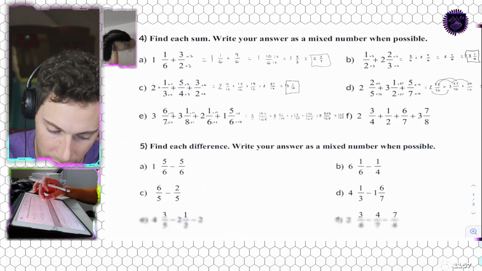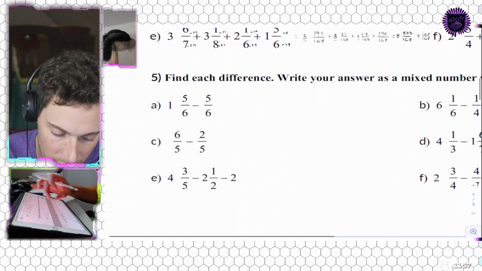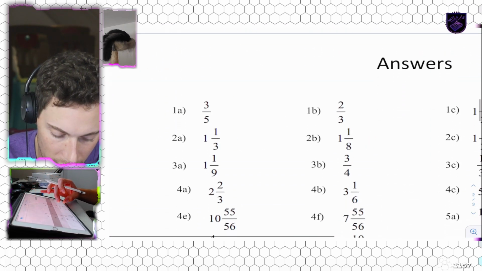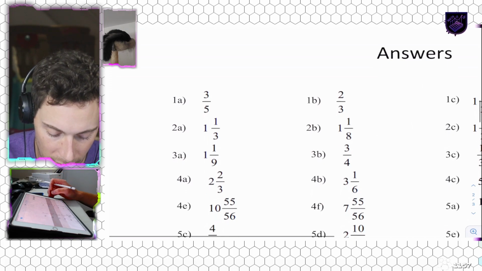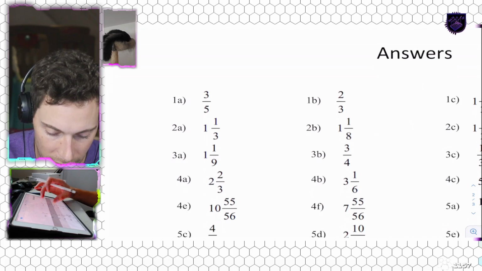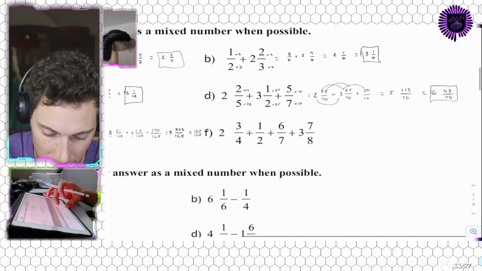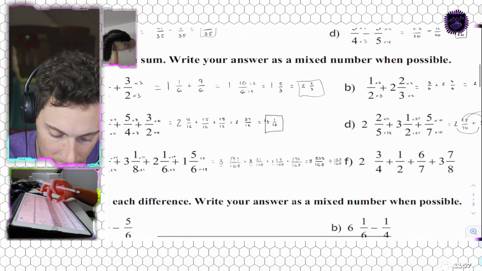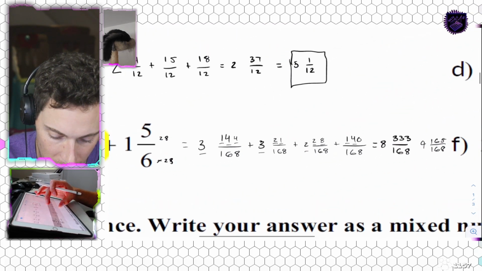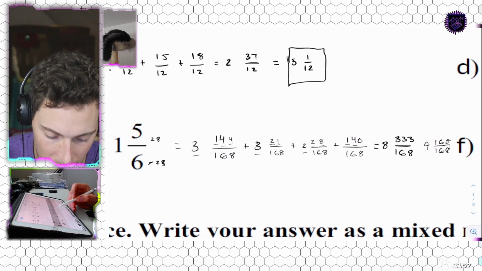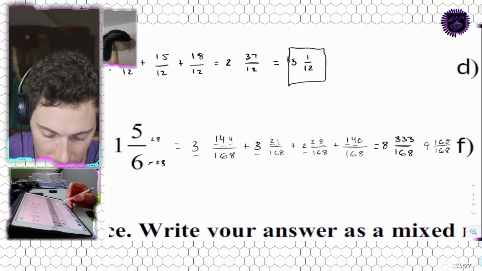4E. 10 and 55/56ths. Now what did I do in my adding here? 3, 3, and 2 is 8.